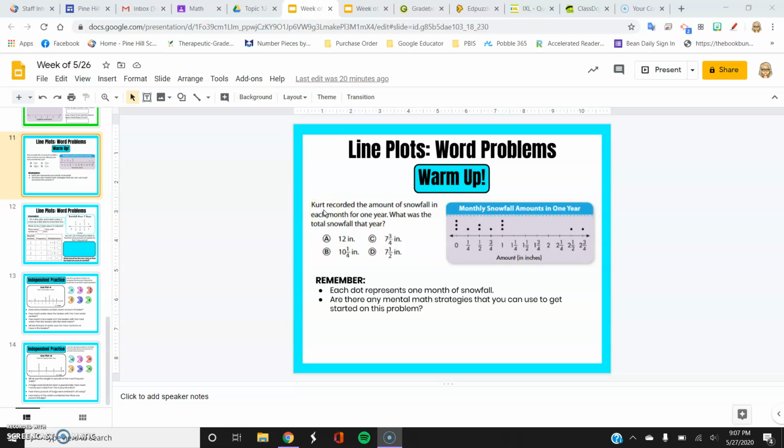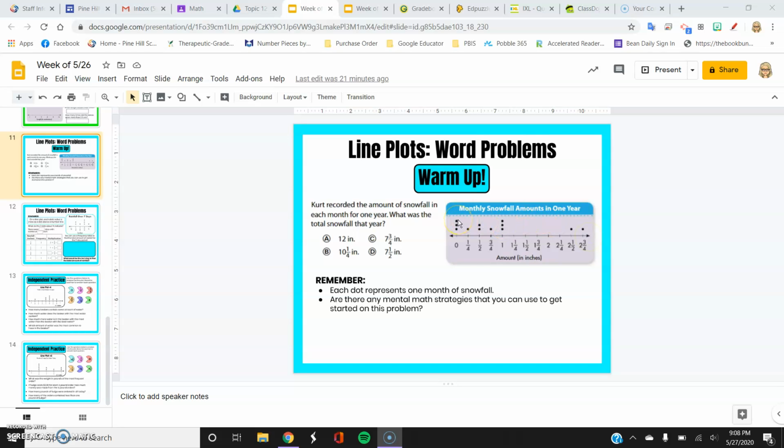Our situation is that Kurt recorded the amount of snowfall in each month for 1 year. What was the total snowfall for that year? Okay, and it shows his data in a line plot. So the line plot has a title that says monthly snowfall amounts in 1 year, and then it has the amount in inches. So he has a line here that has 0 to 2 3/4.